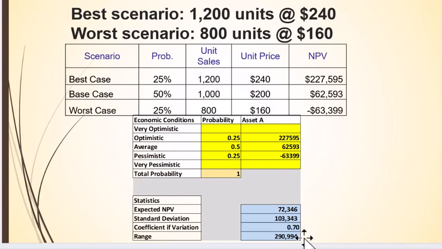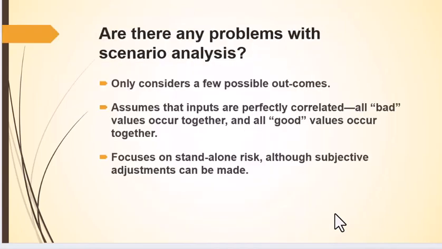Now, one of the things that we could do is create the confidence intervals. What's the confidence interval of, say, 90%? And we had a formula for that a little bit earlier. How do you calculate those confidence intervals? And this can help us see how bad things have to get before we get to a zero net present value. So again, this is just a methodology, if you will, of looking at standalone risk.